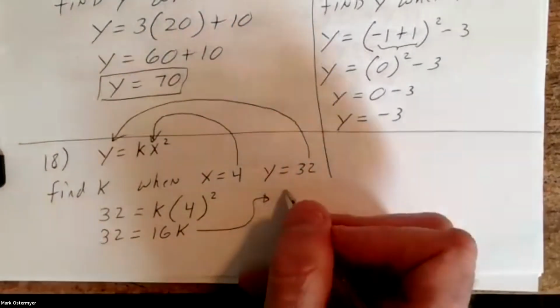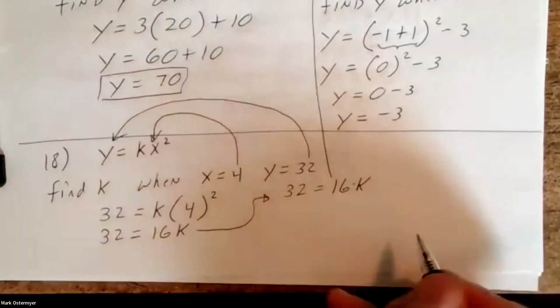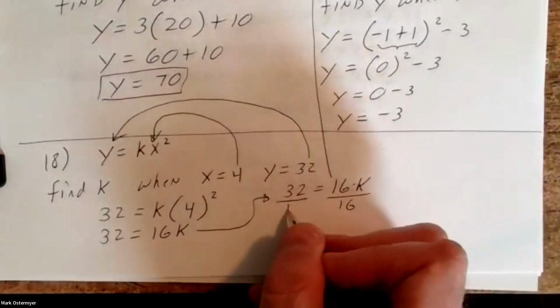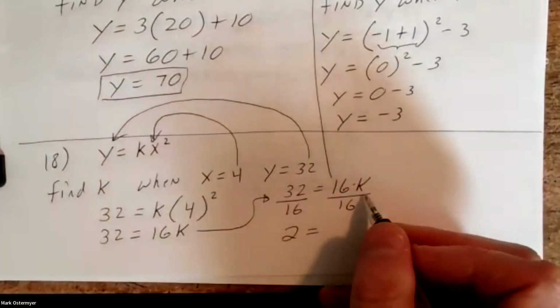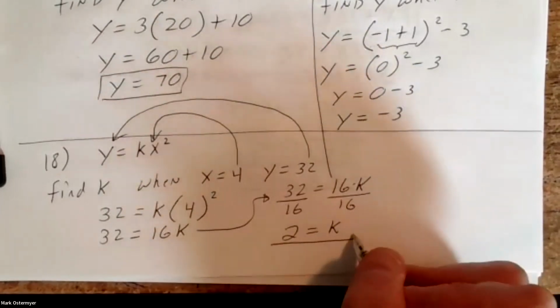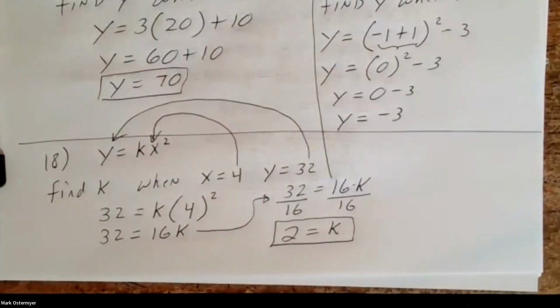Now, to solve for k is pretty simple. All we got to do is get k all by its lonesome on the right side of our equation by dividing both sides by 16. 32 divided by 16 is 2. 16k divided by 16 reduces down to k. And look at that, I have solved that equation for k. Is that okay? Everything okay? How I solve for k?